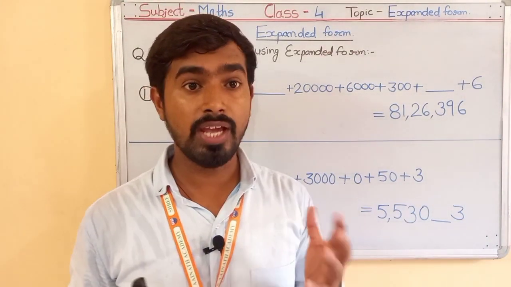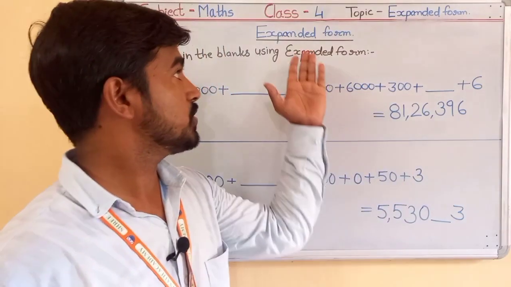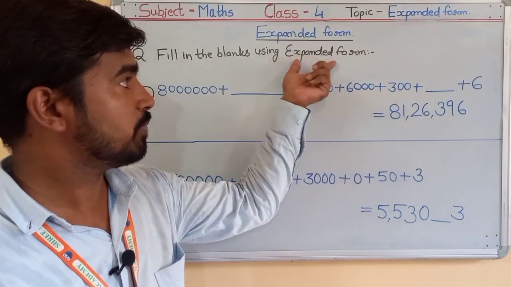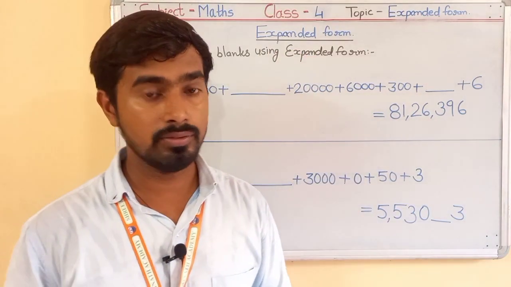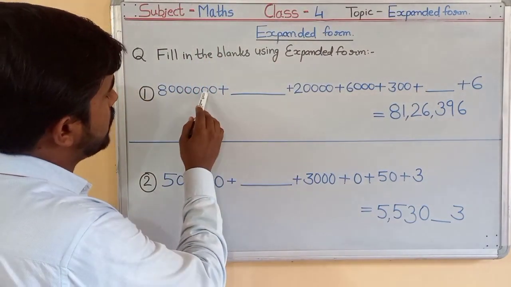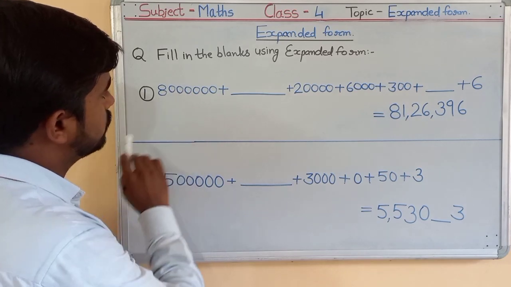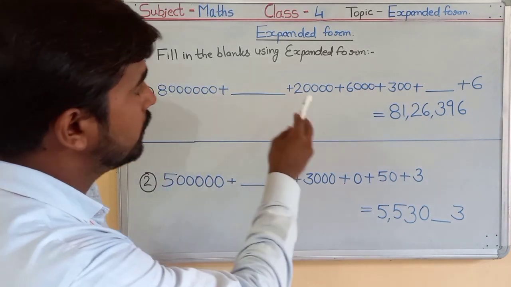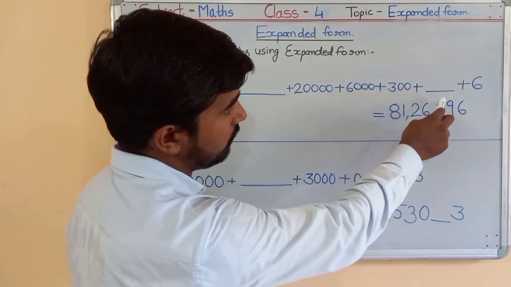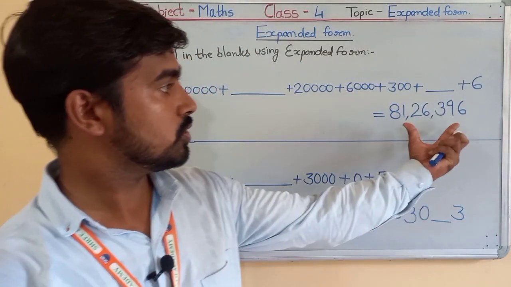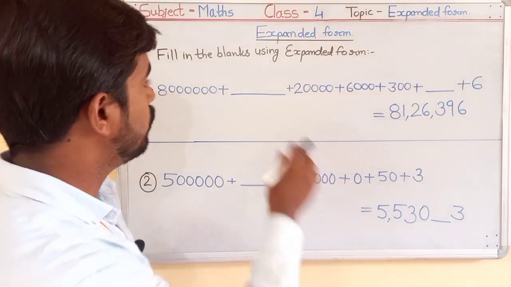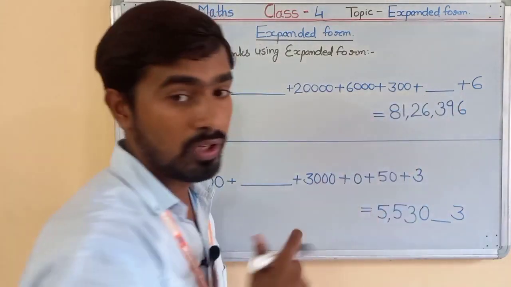Now children, we have fill in the blanks on the basis of expanded form. You have been given some fill in the blanks on the basis of this expanded form. You have to find the number and fill in the blanks. First question: ones, tens, 100, 1000, 10,000, lakh, 10 lakh. So 80 lakh. Now here is 20,000, 6,300. This is the short form of this expanded form. The short form of the expanded form is given, and you have to find this number and fill in the blanks.